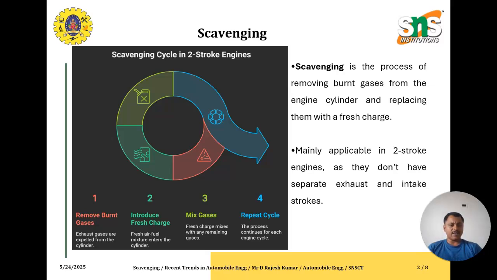In a two-stroke engine, scavenging is the main parameter used to eliminate the burnt fuel. Unlike four-stroke engines, two-stroke engines have difficulty eliminating the burnt fuel, so this elimination process is called scavenging. Scavenging is used in two-stroke engines for the removal of burnt gases and introduction of the fresh charge, as well as mixing of the gases, and then the cycle repeats again and again.